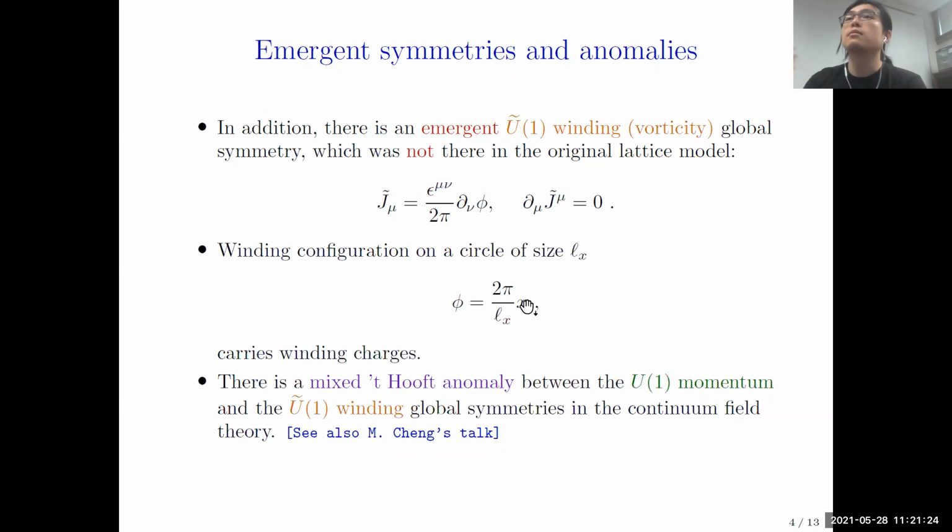So what's more interesting is that this emergent winding symmetry also has a mixed 't Hooft anomaly with the U1 momentum symmetry. This was already mentioned in Mong's talk. And here I will give a straightforward way to see this mixed 't Hooft anomaly.